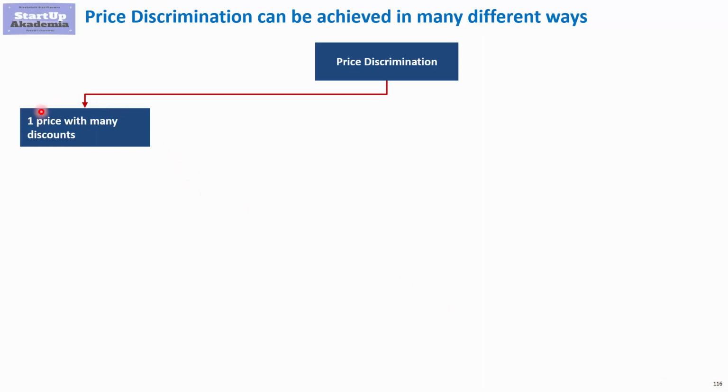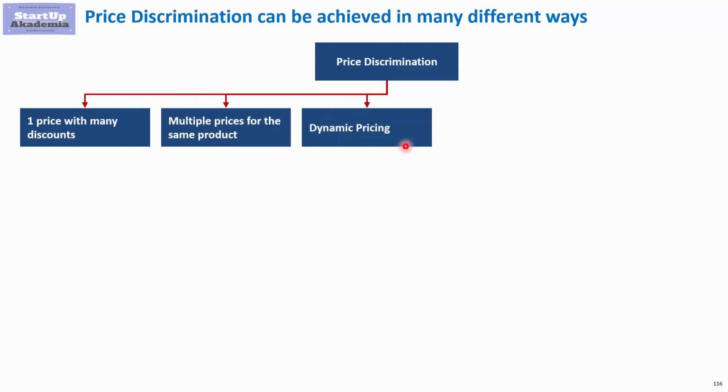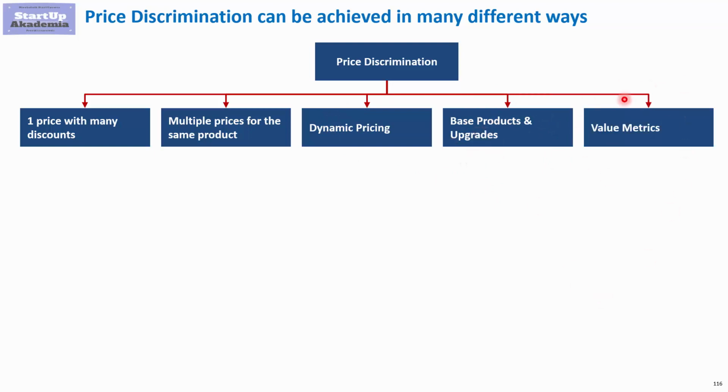Obviously, you can have one price with many discounts. For example, a discount for being a student or discounts for being a member of a certain club. Then you can have multiple prices for same product. This is the case, for example, for most of the consumer goods sold in different channels. We can use dynamic pricing that we're going to discuss later on. You can have a base product that has the same price for every customer, but also have upgrades that they can pick from. And finally, you can use the so-called value metrics. Let's go through a few examples so you get a better understanding of how this can be done.